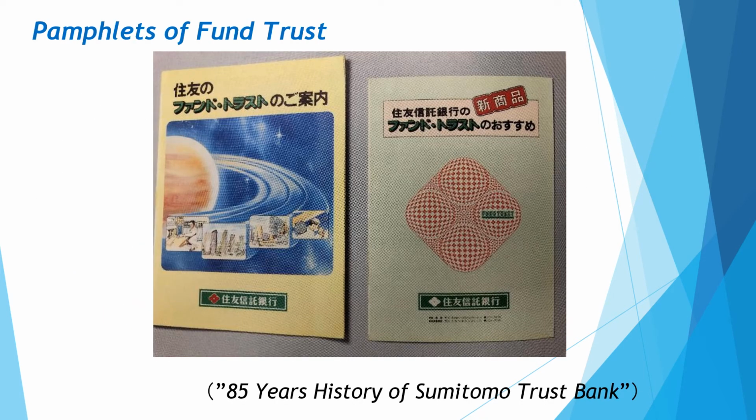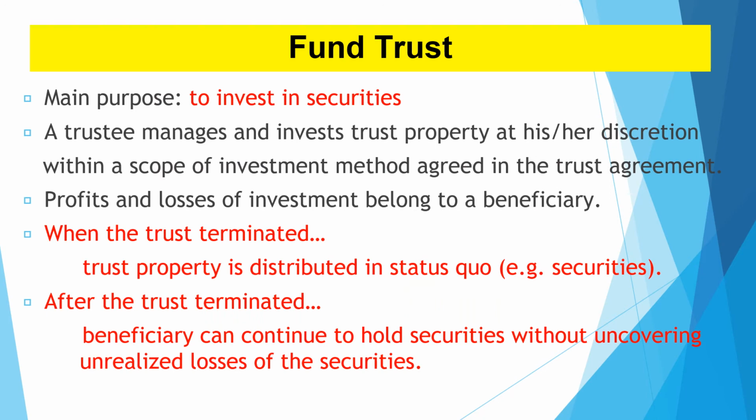First, about fund trusts. These are examples of pamphlets of fund trusts issued when the service started. Usually, the main purpose of fund trusts is to invest in securities, and investment is separately managed for each respective trust. A trustee manages and invests trust property at his or her own discretion within a scope of method of investment pursuant to the trust agreement, and all of the profits and losses of investment belong to the beneficiary. When the trust is terminated, the trust property is distributed in status quo, for example, in the form of securities. Therefore, the beneficiary can continue to hold securities without uncovering unrealized losses of the securities, even after the trust is terminated.